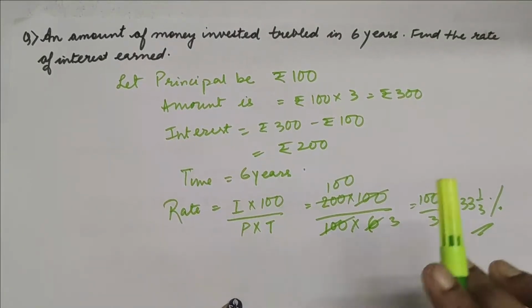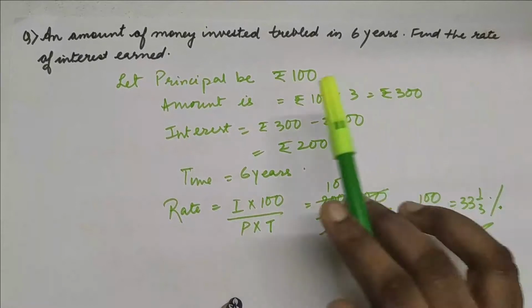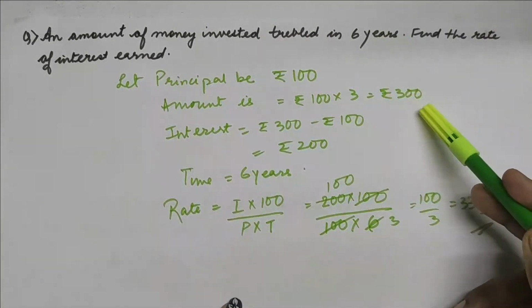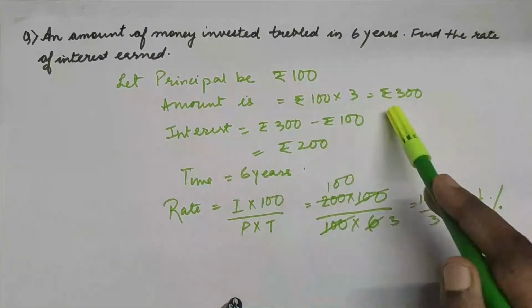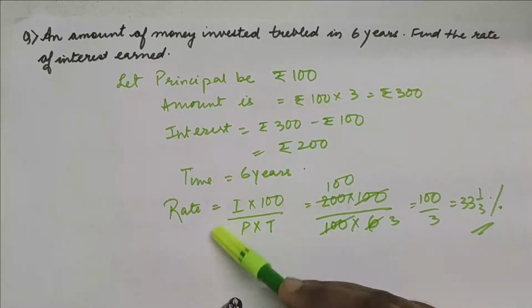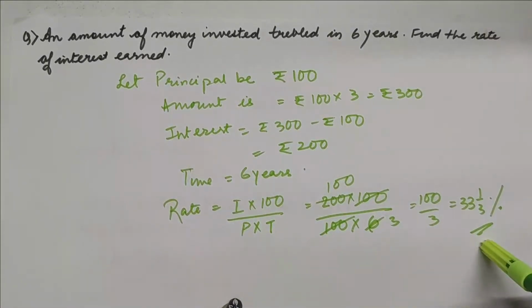So it is not at all difficult. What did I assume? Principal to be 100. Amount, as it is trebled, it became 3 into 100, 300. Calculated the interest based on this. I got 200, time was given, and then I put the formula and calculated the answer.